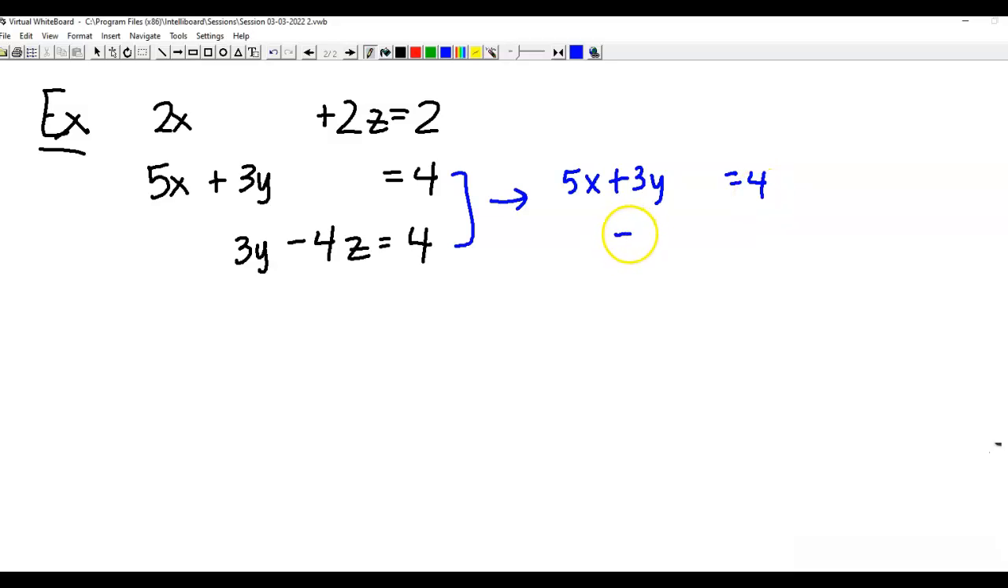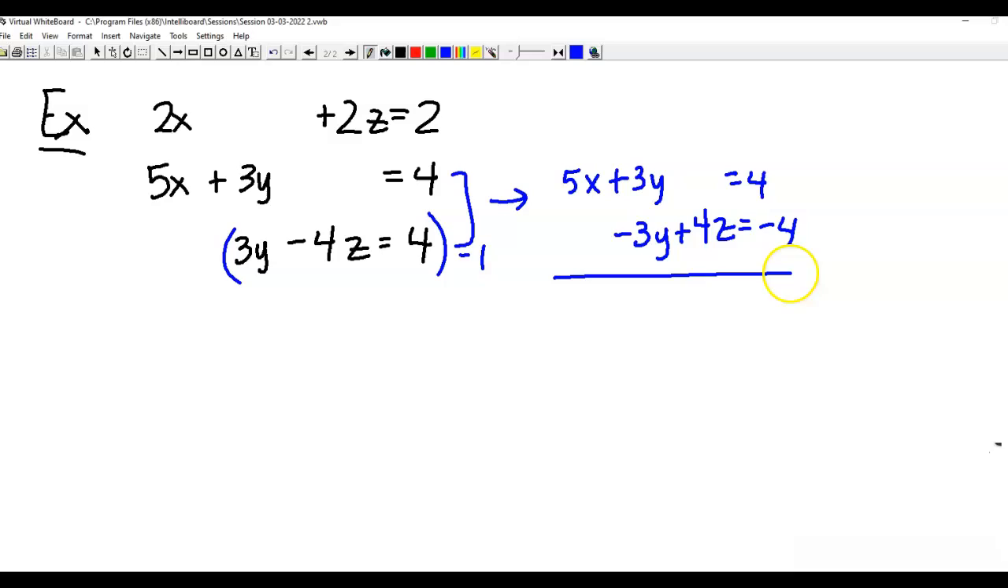And I'm going to make this a negative 3y and a positive 4z equals negative 4. So I'm multiplying this equation here by a negative 2. Do you remember doing this in algebra 2? Alright, now I'm going to add these together, which does eliminate y. That would give me a 5x and a 4z equals 0. That's okay to have it equal to 0. That's nothing, you didn't do anything wrong if you get something equal to 0. Especially when there's variables.